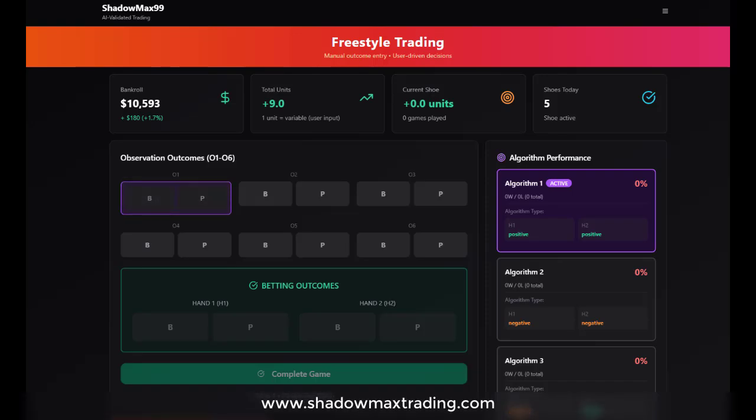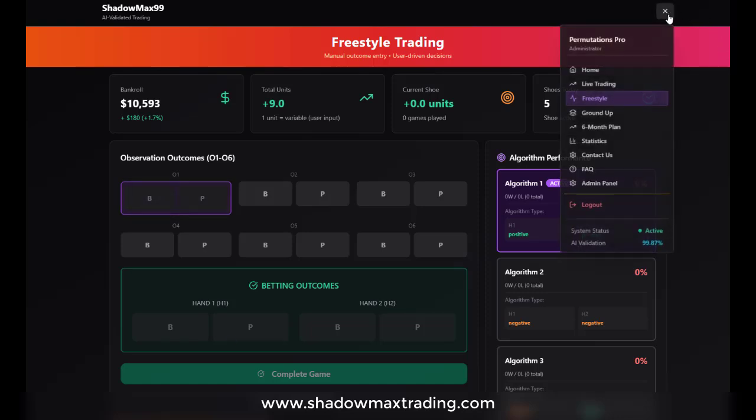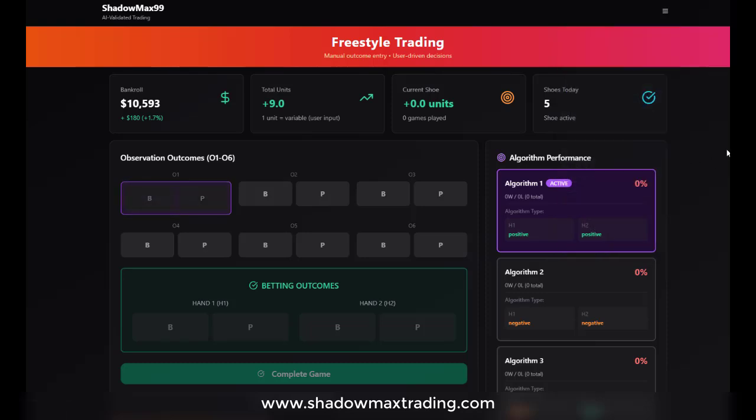Alright guys, listen, I'm going to be showing you how to effectively work the freestyle trading platform. This is different from the live and the ground up strategies, as both of those were completely automated. And because of that automation, it ended up creating bugs. So I had to reduce the strategy itself, so that it's not so heavy in the automation process, because that's actually where a lot of the bugs were coming from.